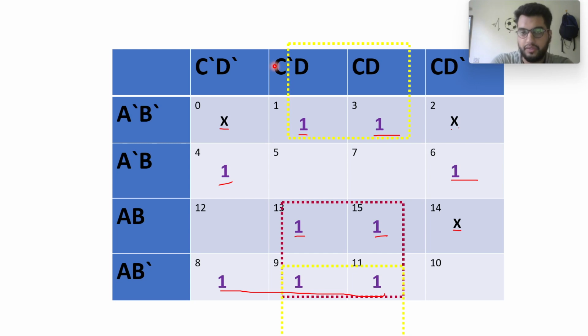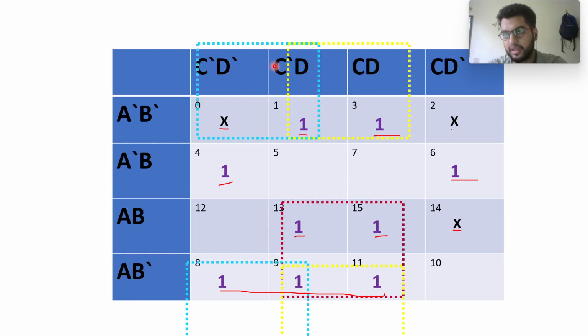Then I have another chord marked with yellow shade. It covers minterms 1, 3, 9, 11. 9 and 11 were already covered by the previous chord, but to cover it with the chord, we have taken those 9, 11 again. Then we have another chord. Here we take help of a don't care condition. We can take that help and we construct a chord that takes care of 0, 1, 8, 9.